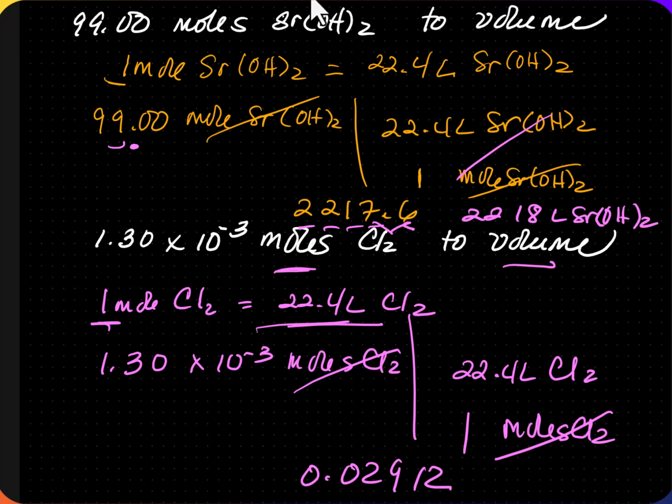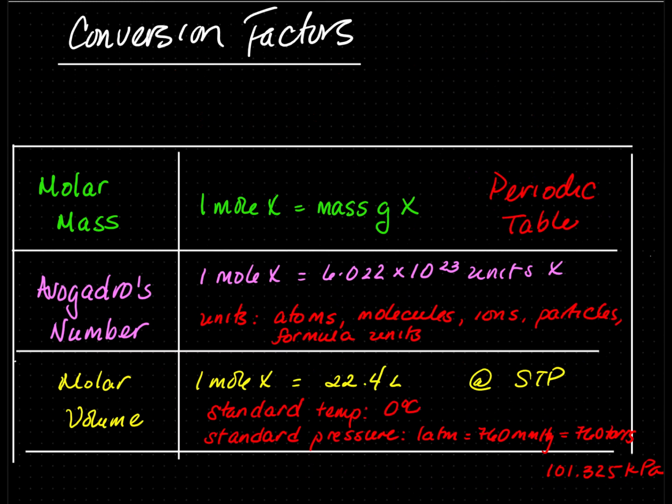0.02912. So now we do significant digits. In dimensional analysis, conversion factors don't count. In scientific notation, the exponent doesn't count. Everything in front counts, so there's 3. We start at the left, go to the first non-zero digit, which is a 2. So 1, 2, 3, I look 1 to the right. I need to put the 0 in front of the 2 as a placeholder. So my answer is 0.0291 liters of Cl2.